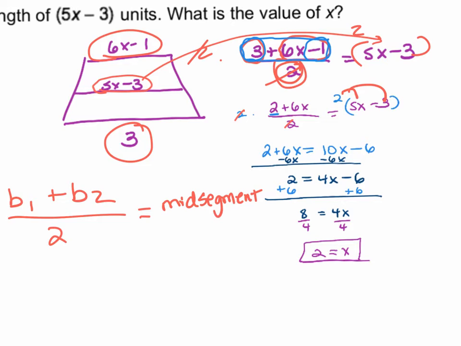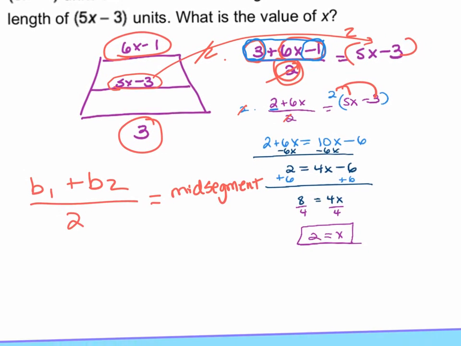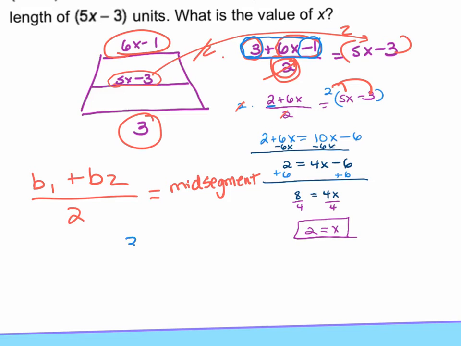so the bottom 2, I multiplied on both sides, and it cancels it from the left. So it's gone from the left. So the 3 on the bottom, you just added it to the 6 minus 1. Right, so it was like this: 3 plus 6x minus 1 divided by 2, because that's base 1 plus base 2 divided by 2 equals 5x minus 3. That's how it started, right?